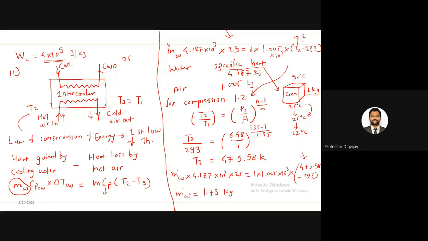So here, in this case again, T2 was unknown. That T2 I have calculated from this isentropic law. Okay, so T2 was known. Then finally I have calculated the mass flow rate of cooling water.